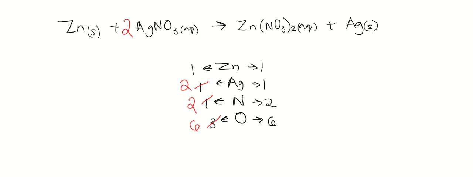In order to correct this, we must add another 2 in front of the silver so that there are 2 atoms of silver on both sides. This equation is now fully balanced.